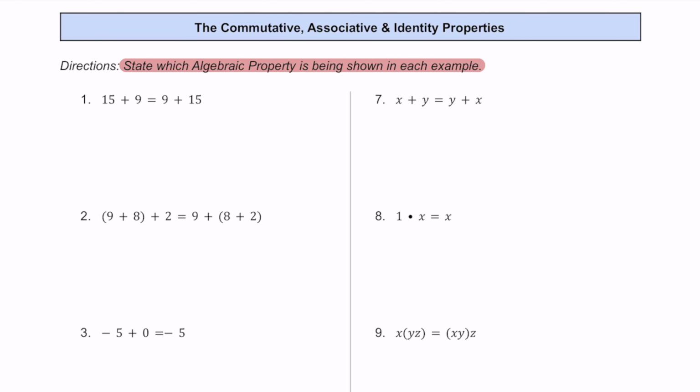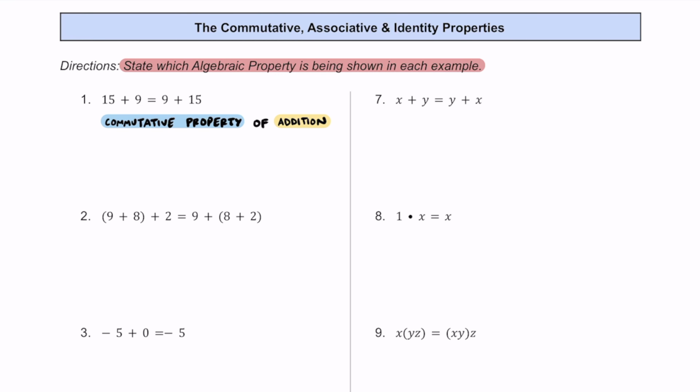For number 1, we have this numerical expression where we're adding 15 and 9, or finding the sum, and then you can notice here that we have 9 plus 15. So since the order changed here, 15 first and 9 second, 9 first and 15 second, we would go ahead and say that this represents the commutative property of addition.